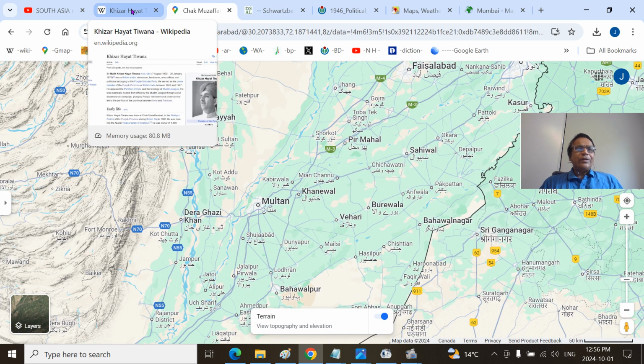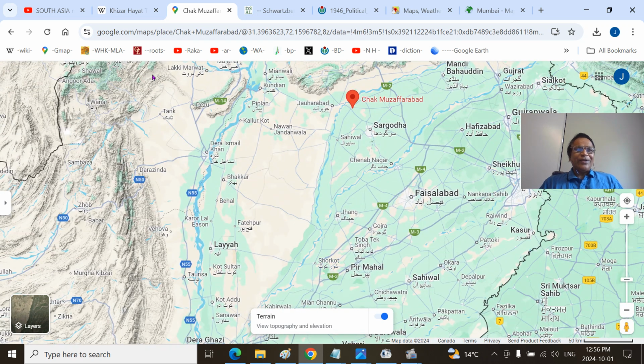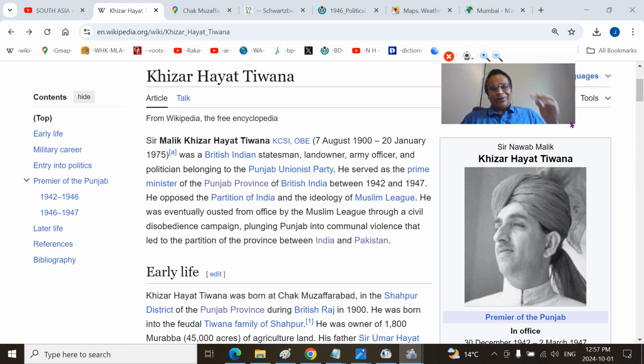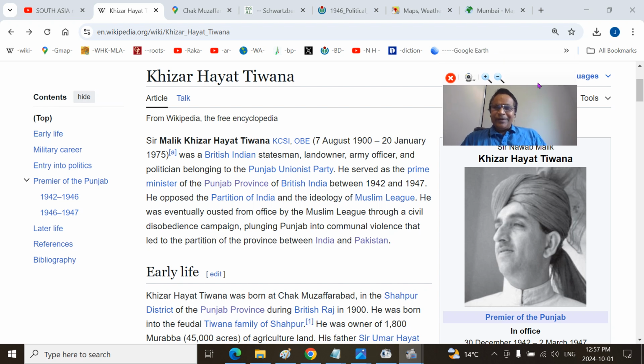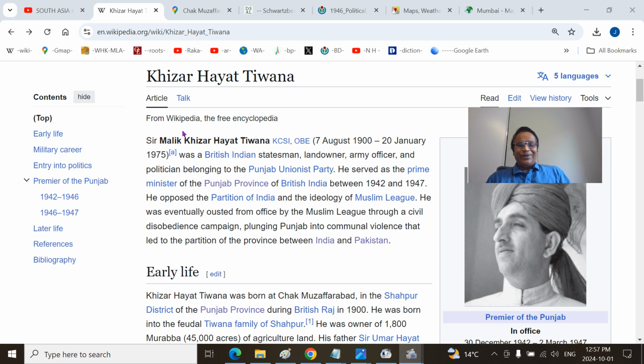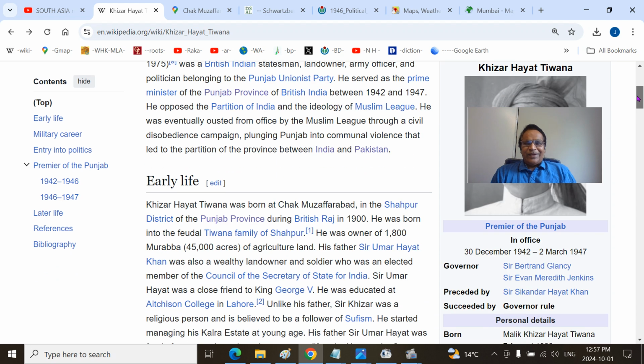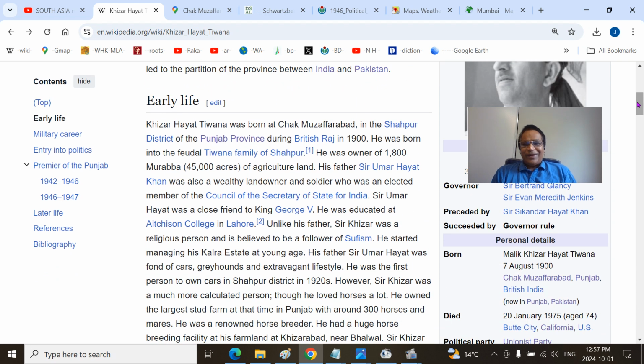The important leader during the partition time is actually Sir Khizr Hayat Khan. Khizr Hayat Khan replaced the other Unionist premier of the British time, Malik Sikandar Hayat Khan Tiwana. Khizr Hayat Khan replaced him after the death of the previous Tiwana and after the collapse of his government, Jinnah gained control of the entire Punjab province. And the important thing, he comes from Chak Muzaffarabad, which used to be in Sargodha district.